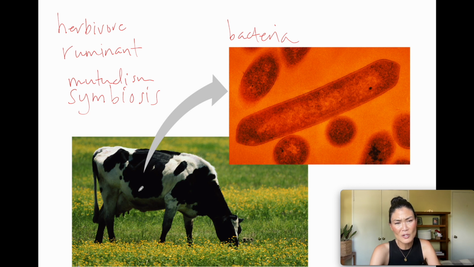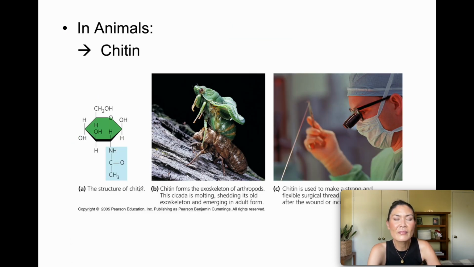Also termites, you know how termites eat wood, right? They're animals too, and they do not have a way to break down wood, but they have bacteria in their gut that's going to help break down the wood, the cellulose, because cellulose, again, is not digestible by animals.